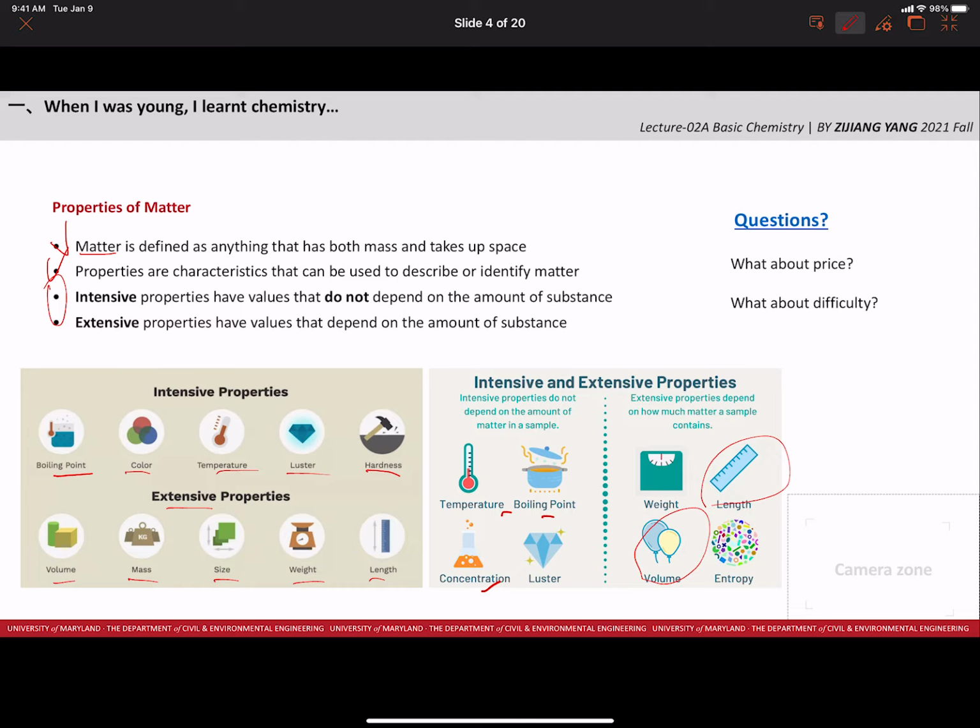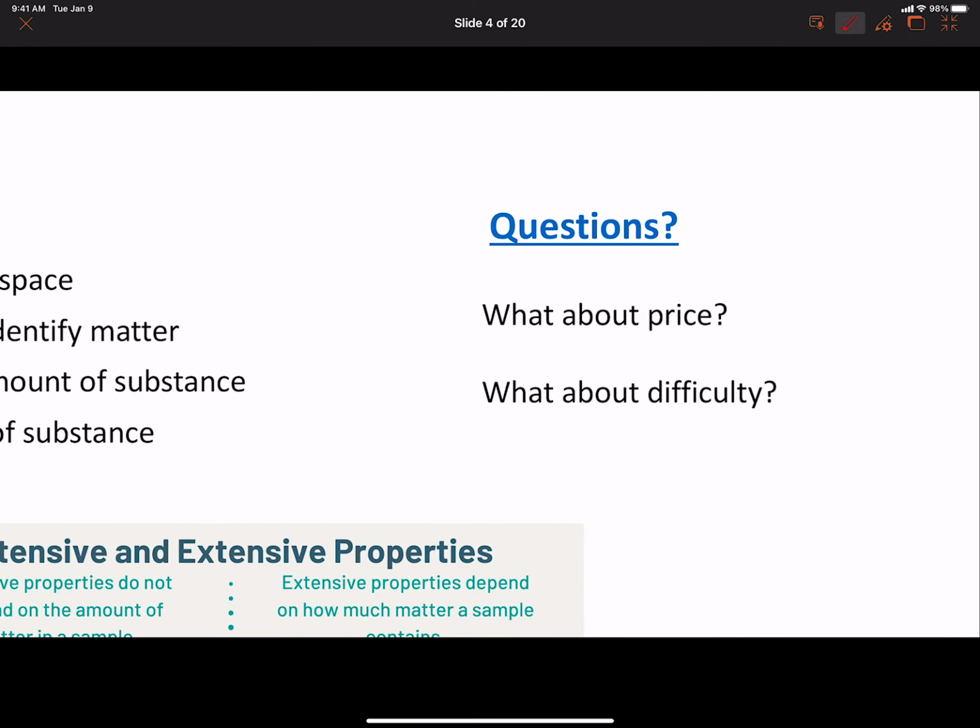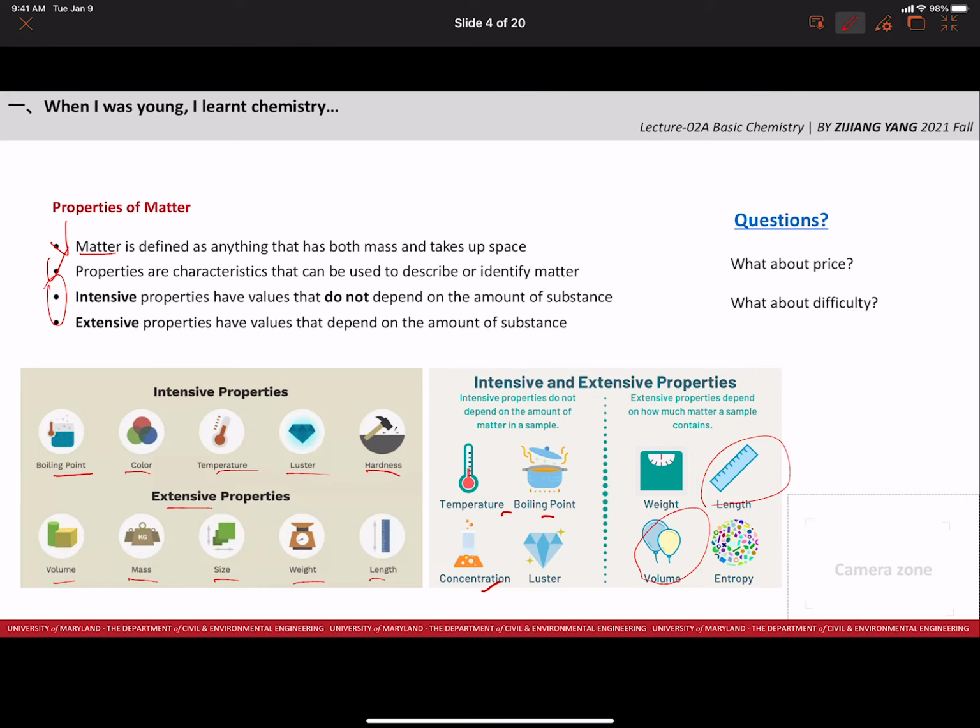So far, do you have any questions? No? I have two questions for you. What about price? Do you think price is intensive or extensive? Extensive. Why? Because the more you have of something, the price increases. But I was also thinking, if I have two things and I sell them, the price will be lower than two times the price, sometimes, because we have a discount. Right. Do you have any other ideas? Or is it hard to determine?